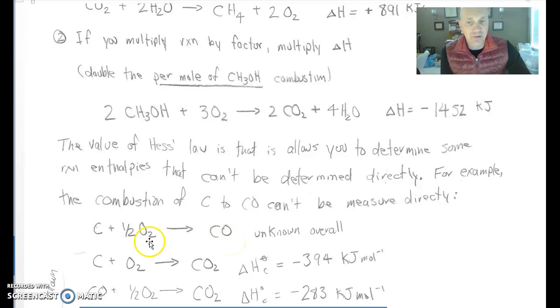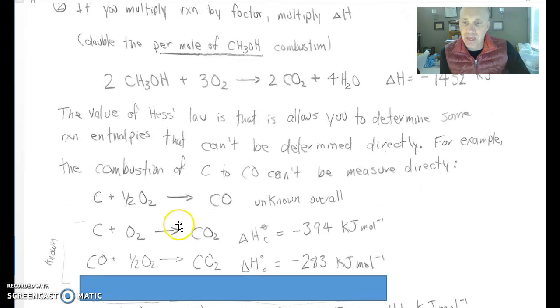All right, and the reason that we can't do this directly is inevitably, if you've got oxygen around, some of the carbon is going to make carbon dioxide. So it's almost impossible to do this and only get that one reaction to occur. All right, but there's a couple things that we can do.